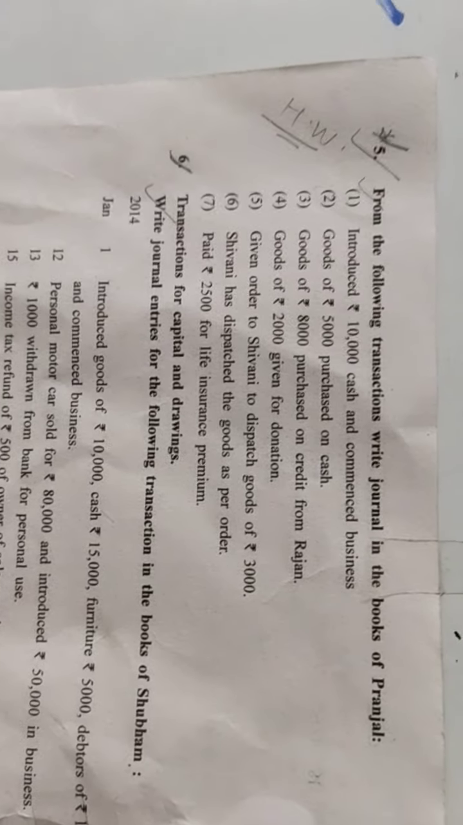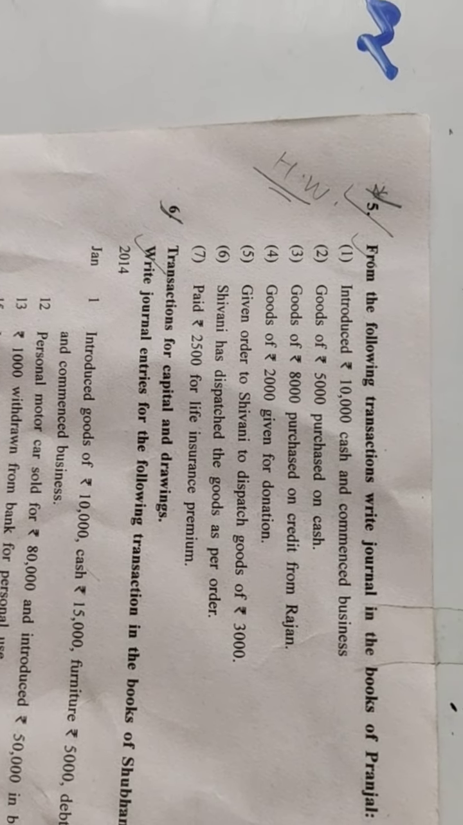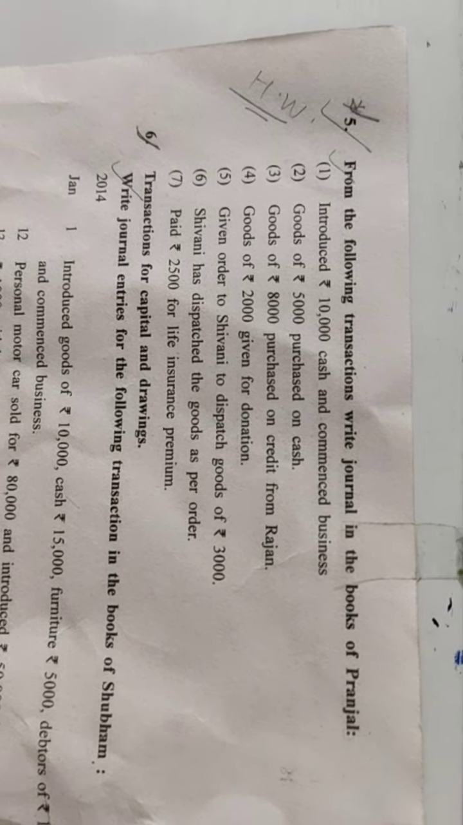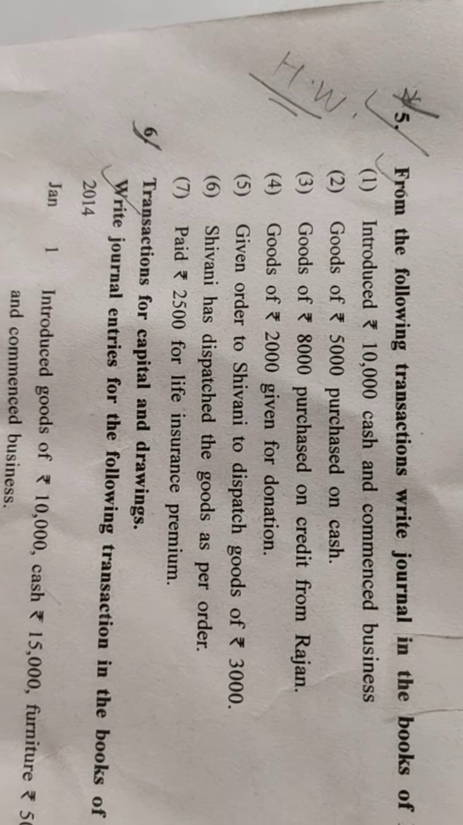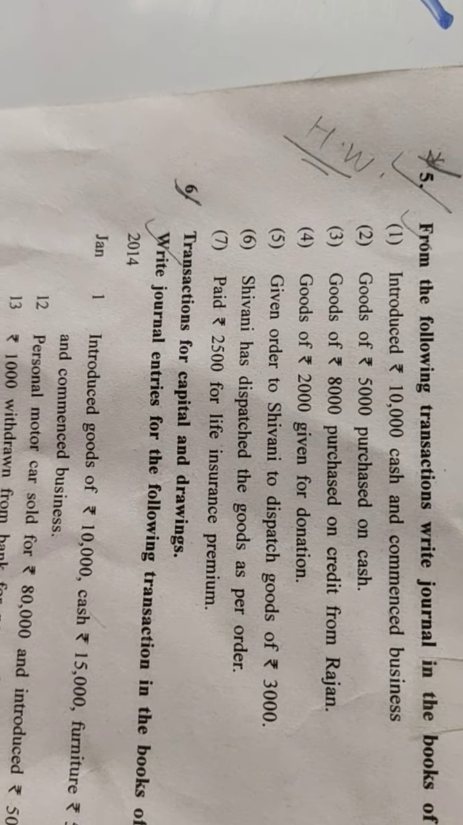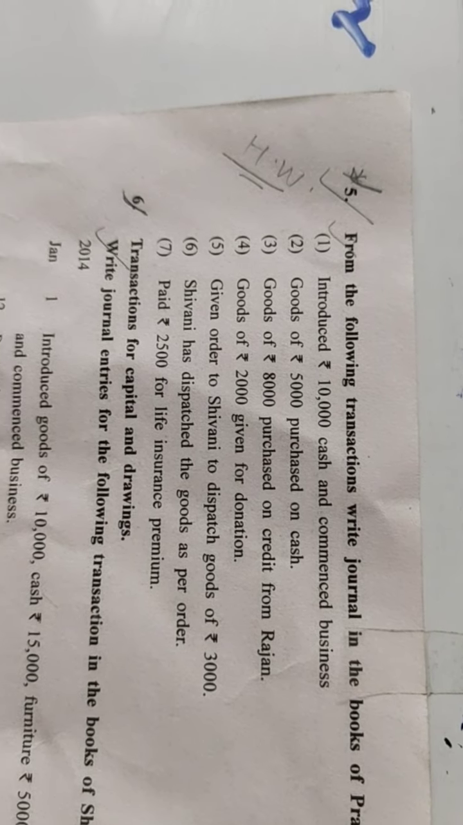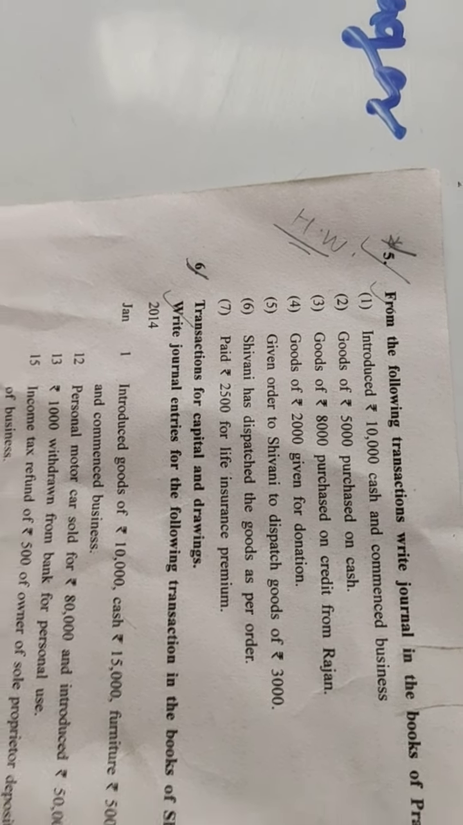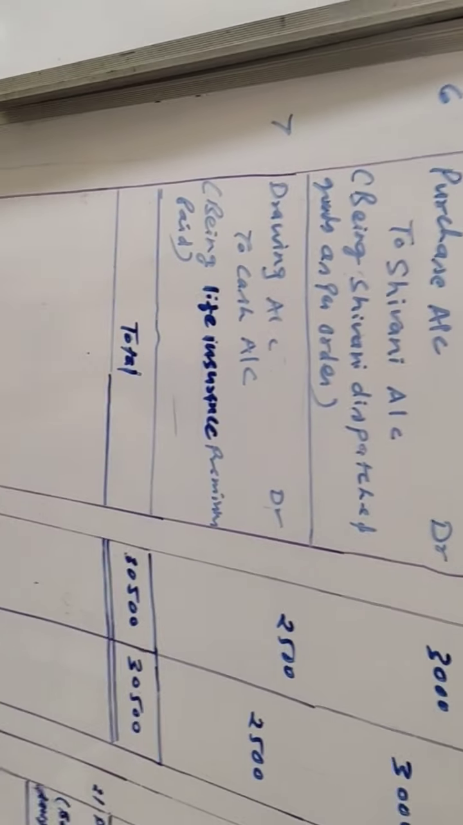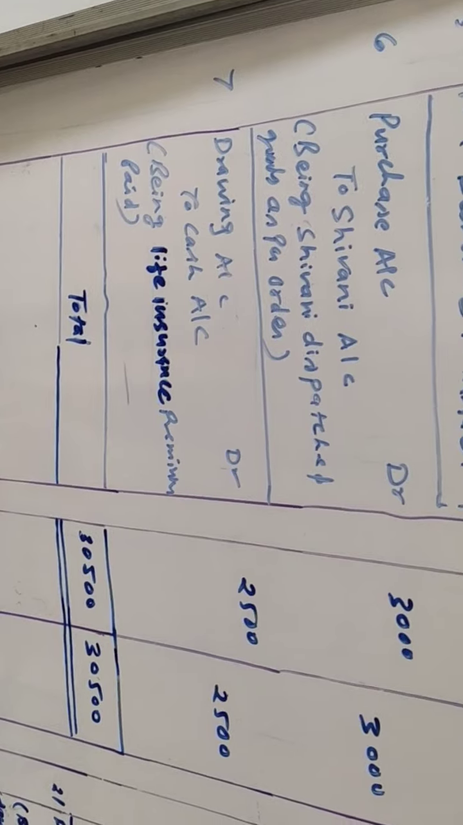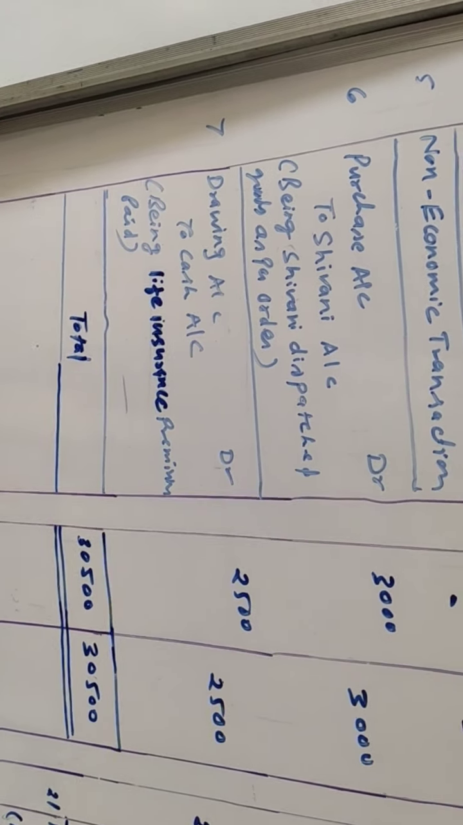If you want to know the effects, one effect will be that it is a personal expense, so the drawings account will be affected, and the second effect will be cash goes out. Here see, paid rupees 2,500. So obviously paid means cash is going out, so the cash account will be credited. So the entry will be drawings account debit, cash account credit. Here the entry is drawings account debit to cash account, being life insurance premium paid, rupees 2,500 and 2,500.